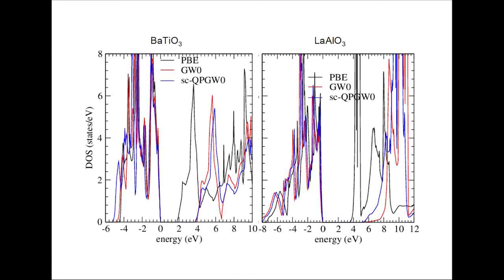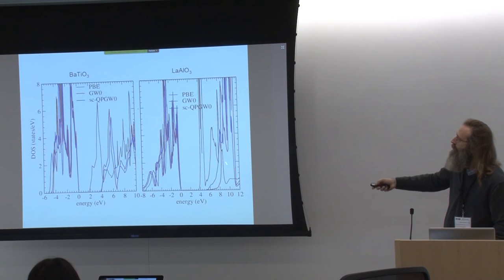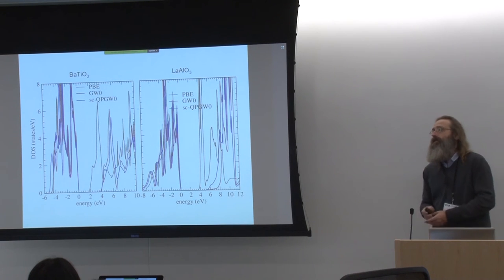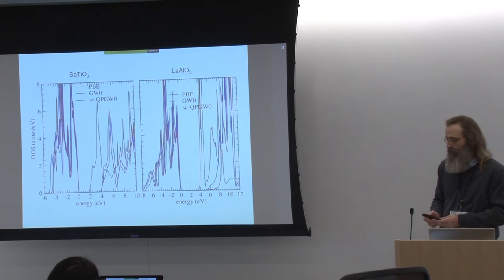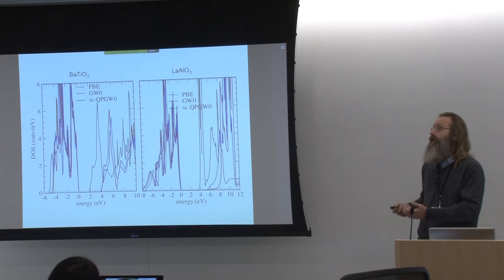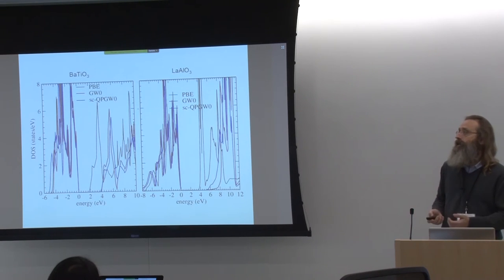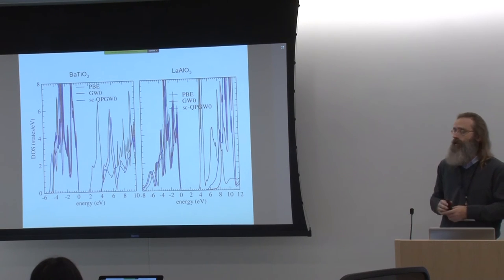But if we go to lanthanum aluminate, we see that updating the orbitals in the Green's function actually makes an appreciable difference. So there's no real way to say beforehand whether updating the quasi particles in the Green's function will change a lot, but the cases where it does are in fact very seldom. So this is an example of it, but there's not so many as far as I know.